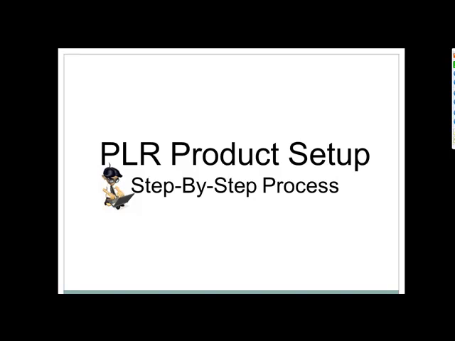For today's training, we are going to be talking about private label rights product setup. Basically, we're going to go over the step-by-step process live, taking a product from how you bought it as a private label rights product, and we're going to take you through the entire process to get that product set up and on the internet so you can start making money. Because we all know if a product's not online, it obviously can't make us any money.